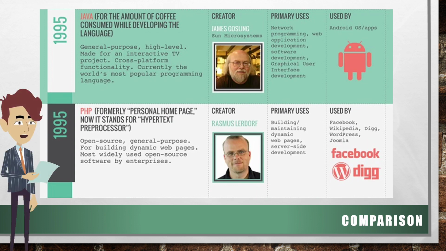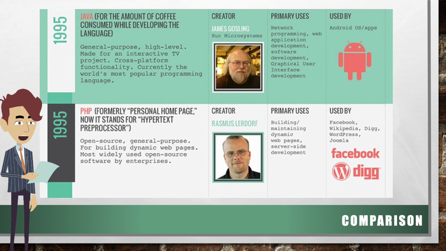Another one, in the year 1995, is Java, named for the amount of coffee consumed while developing the language. So the Java name is related to coffee. It was created by James Gosling. It is a general-purpose high-level programming language made for an interactive TV project, with cross-platform functionality, currently the world's most popular programming language. Its primary usage is for network programming, web application development, software development, and graphical user interface development.